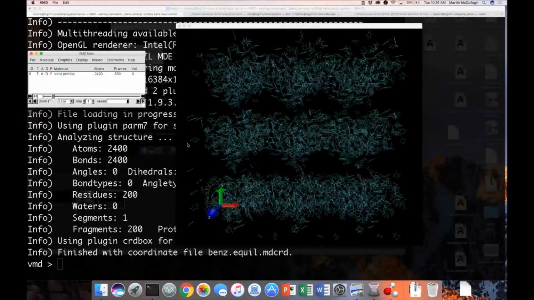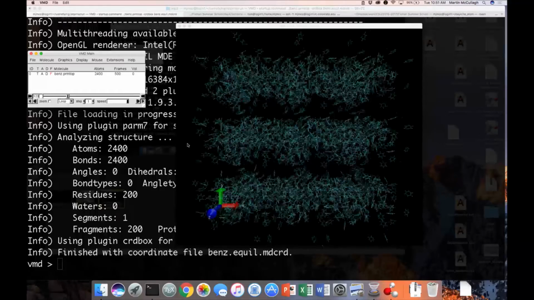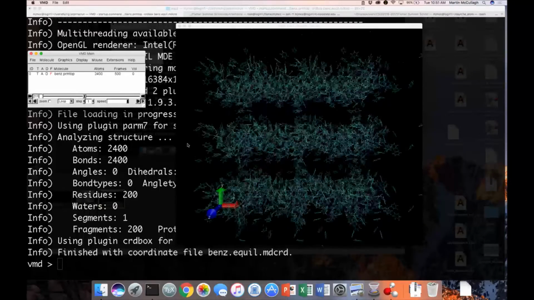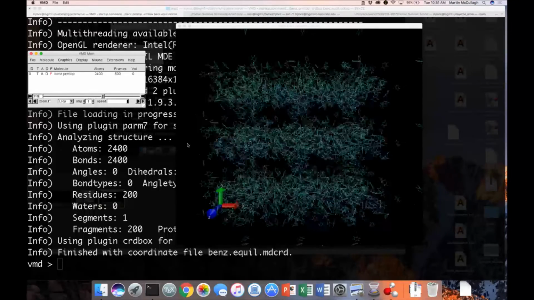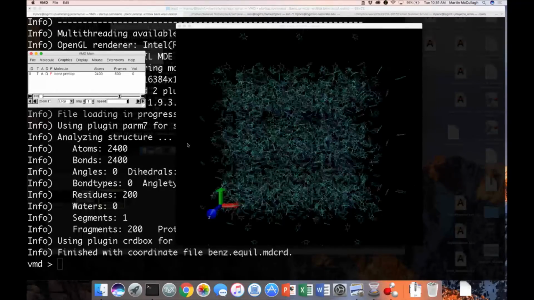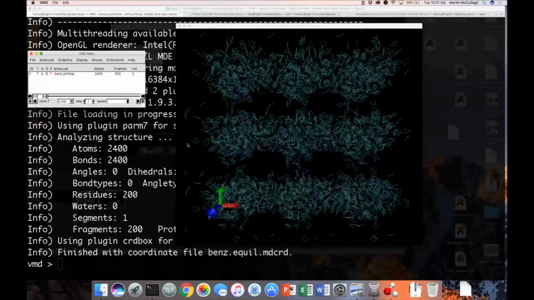Do you know how to add the periodic box to this? There's not an easy way to do it. Okay. I don't even know how to do it. I've never done it. Anyhow.